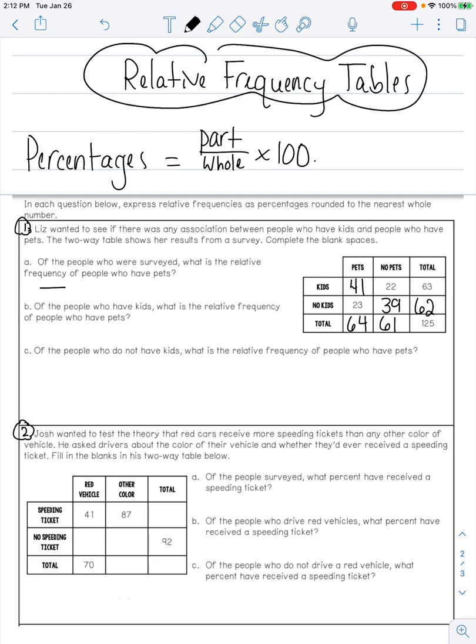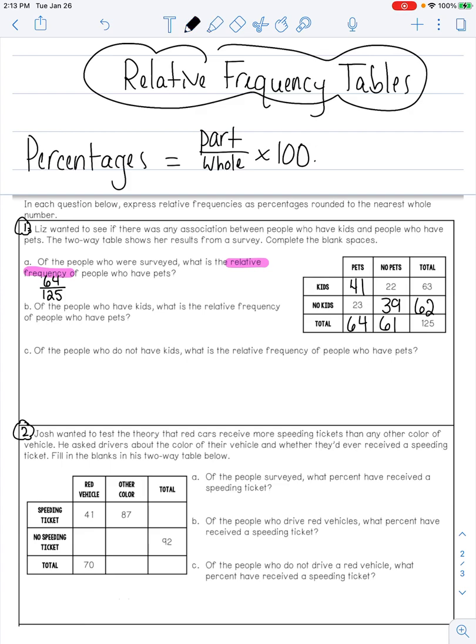When it says of the people who were surveyed, that's my whole amount. That's my bottom. So how many were surveyed? 125. Well, what part of those have pets? So if I look, part of my total that has pets is 64. So that's my ratio. That's my fraction. But I want to change that fraction to this word right here, relative frequency. That's fancy talk for what's the percentage of the people who have pets.